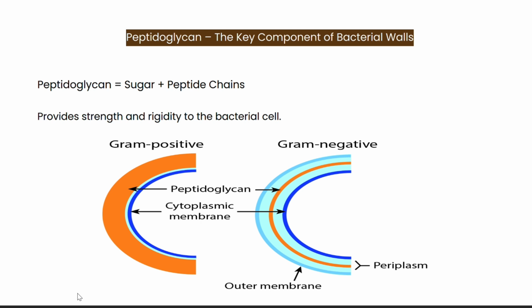Peptidoglycan is the strong structure that gives bacteria their rigid shape. It's made of sugar and peptide chains, the cool part, right? These chains are like the scaffolding holding everything together.